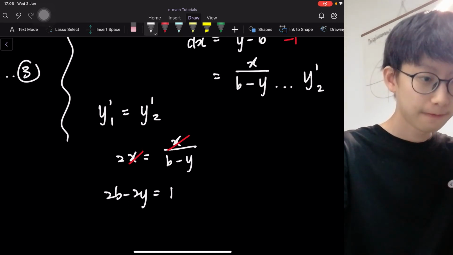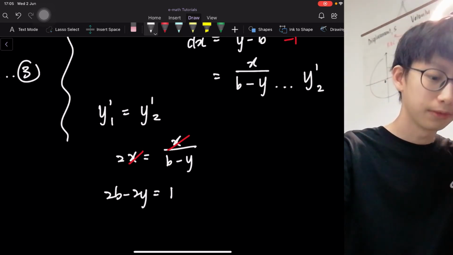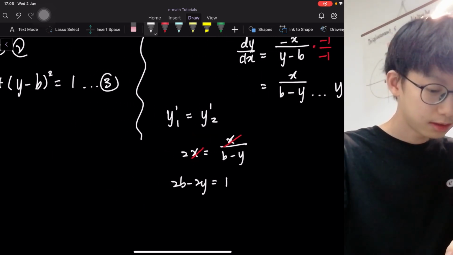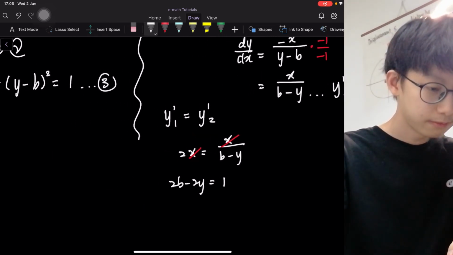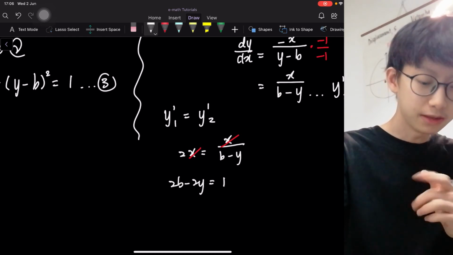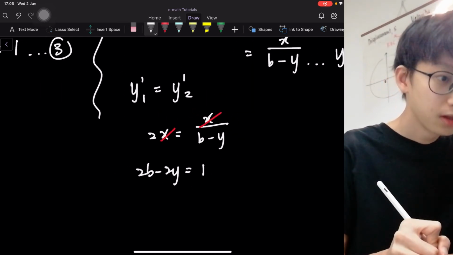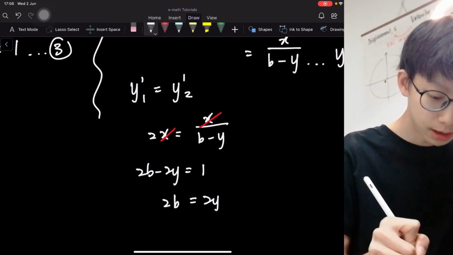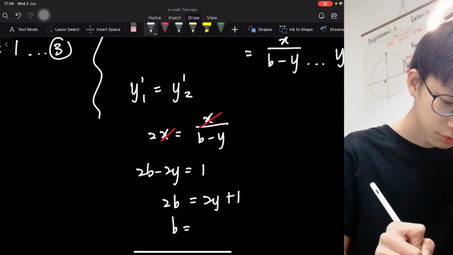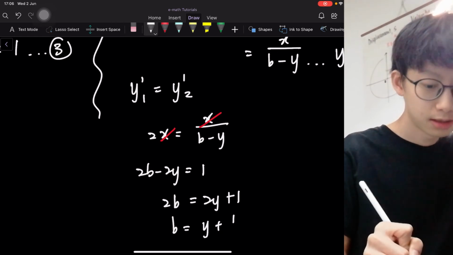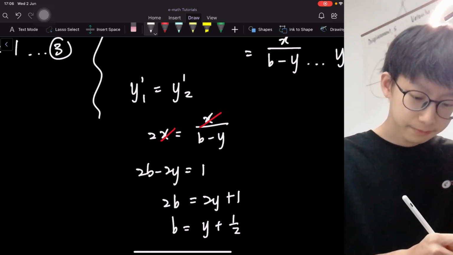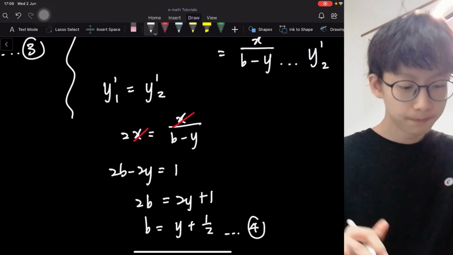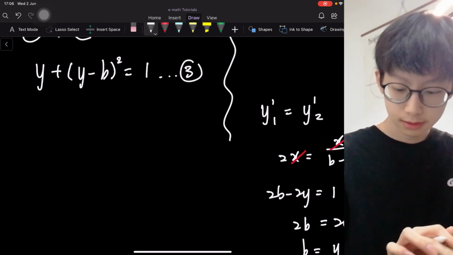And what do we want? We want b, right? So 2b equals 2y plus 1, b equals y plus half. Is that right? Yes. So let this be equation 4, and we'll continue here.